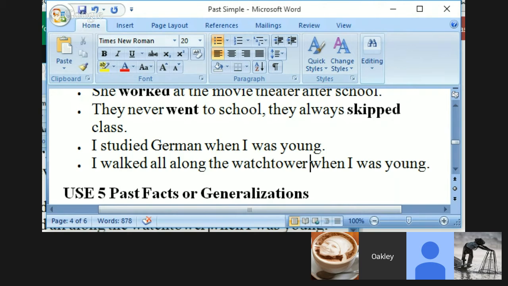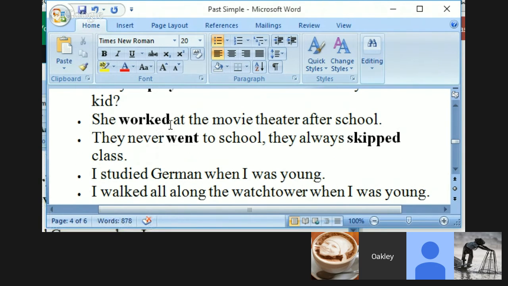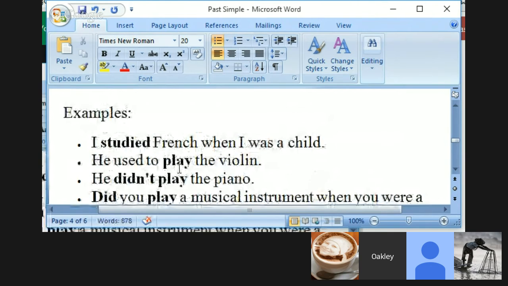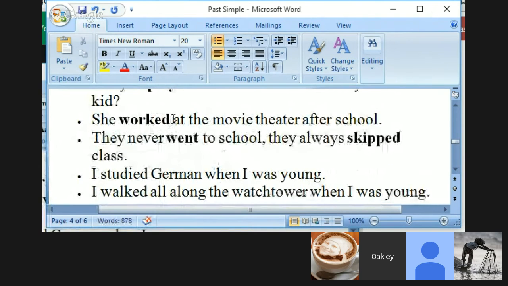Okay. One thing to note, Christian, is pronunciation. When the verb ends with a voiceless consonant, like there's no sound, the ed is pronounced as a t. So worked. I worked. Right.